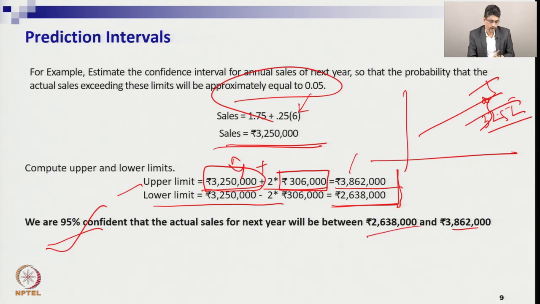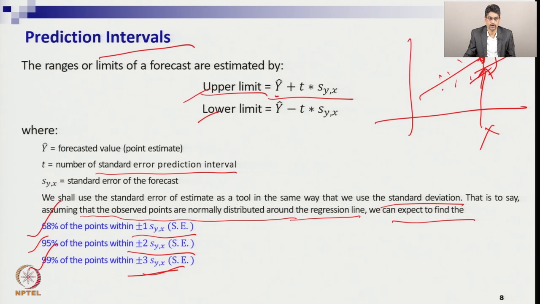Now remember one more part. Here I have used this particular formula: look at this. The upper limit of the level is y plus minus 1 sigma, 2 sigma, that is, 1 standard error, 2 standard errors. Here we have 2 standard errors.